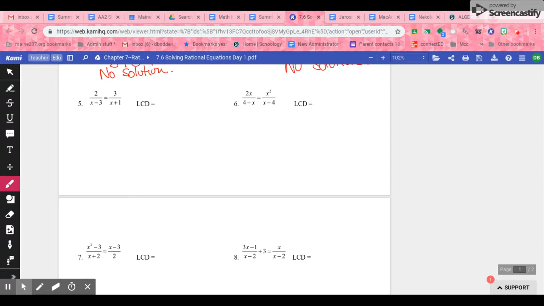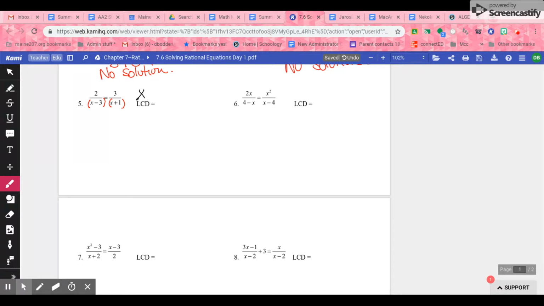This is part 2 of solving rational equations. We are now on problem number 5. So when I look at problem number 5, step 1 is to factor, which we do not have to factor here. Step 2, or the other part of step 1, is to remember what would make our denominator 0. So what are our restrictions?